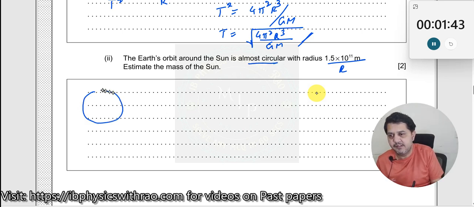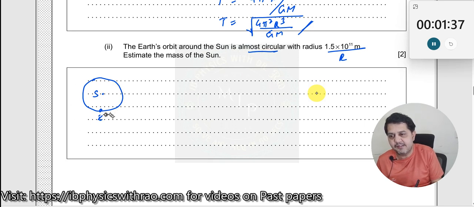So this is what is given. The Earth is here. It goes around the sun. It goes around the sun in how many days? It goes in 365 days. So time period t is already known to you.